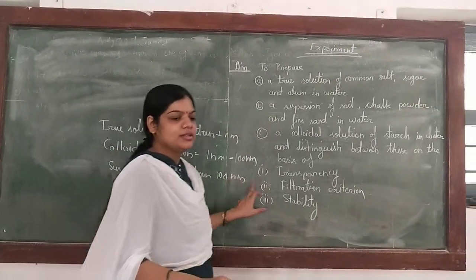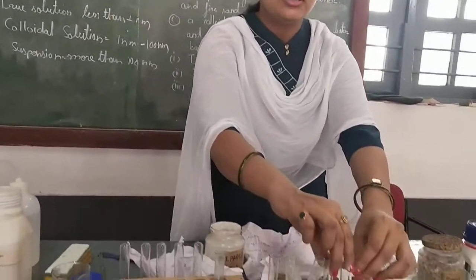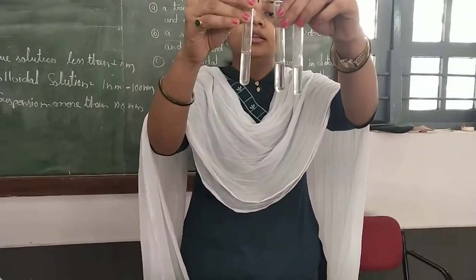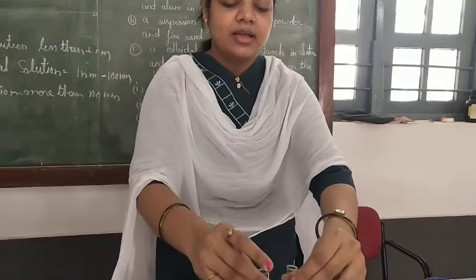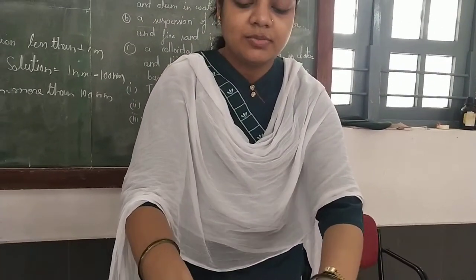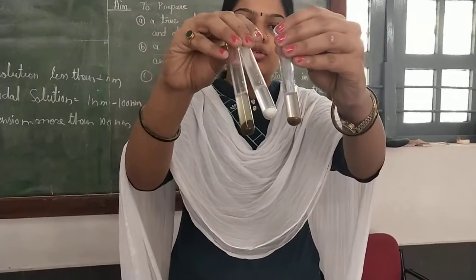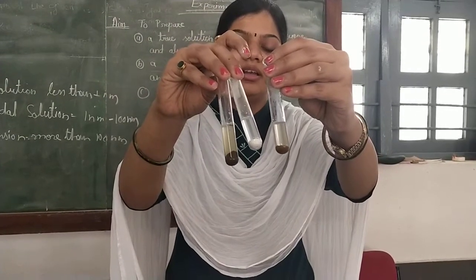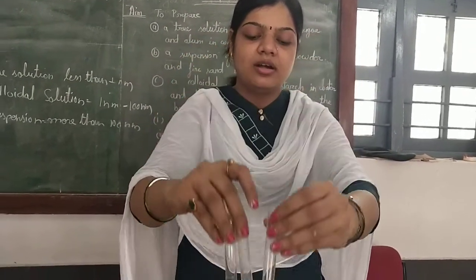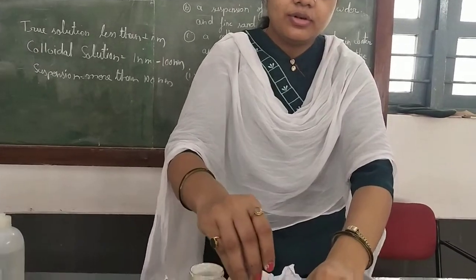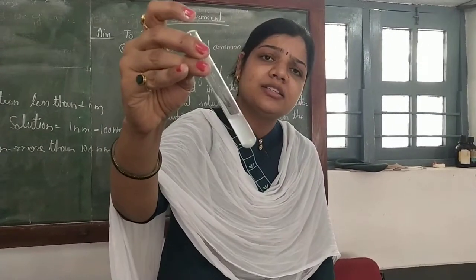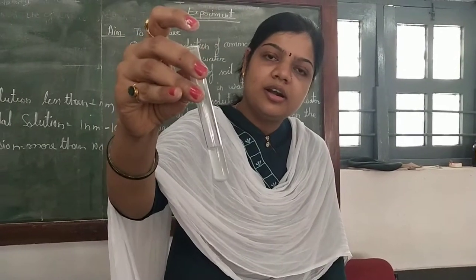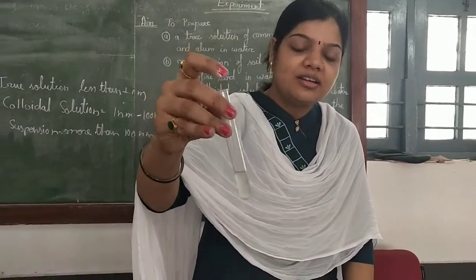So as you can see here, in the true solution the particles are so small that they cannot be seen by the naked eye. In the case of a suspension, the particles are so big that they can be seen by the naked eye, because they are more than 100 nanometers. And in the case of a colloidal solution, the particle size is between 1 nanometer and 100 nanometers, so that it can scatter a beam of light.